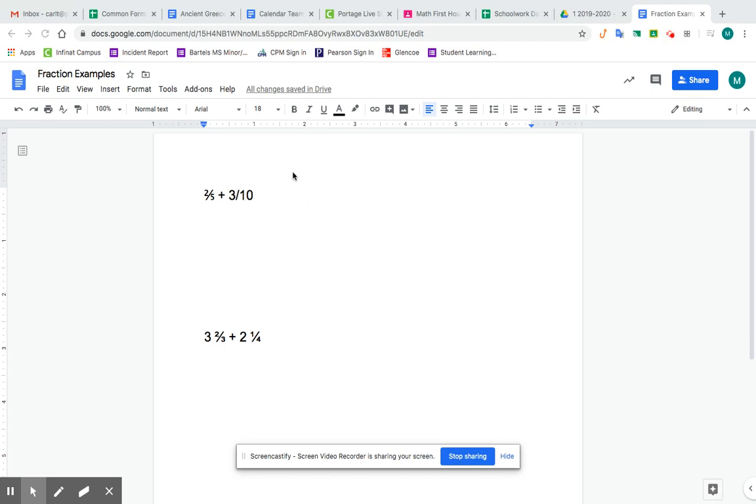I'm going to go through a couple of examples on how to add fractions. If you remember, the easiest way to do these is to actually write them vertically. 2/5 plus 3/10. Now, I need to find common denominators to be able to make equivalent fractions. Well, 10 is going to be my common denominator here.